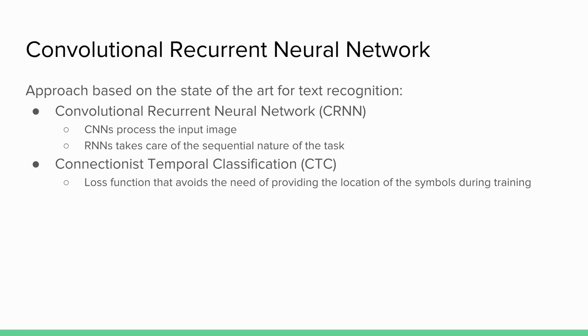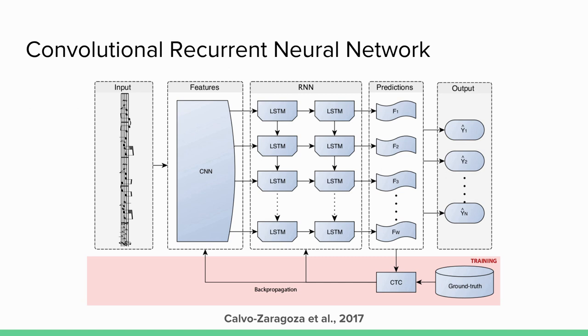The second approach that I'm describing here is based on the state of the art for text recognition and speech recognition. We have a convolutional recurrent neural network: the convolutional part processes the input image and extracts meaningful features for the task, and then the recurrent part takes care of the sequential nature of the problem. The good thing about this approach is that we don't need to provide the location of the symbols in the image, thanks to the connectionist temporal classification, which unfortunately would take a long time to explain here, but that's the main point behind this loss function. So this is the idea: the input image, convolutional, recurrent, and then we get our output. And as said, we can train this in a single training stage with the CTC loss function.